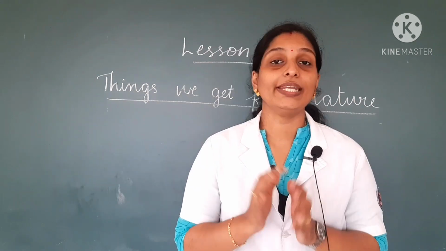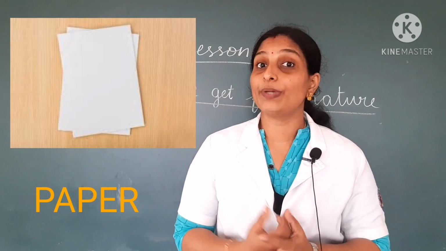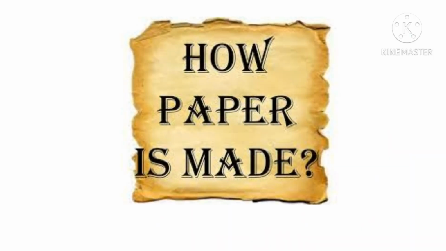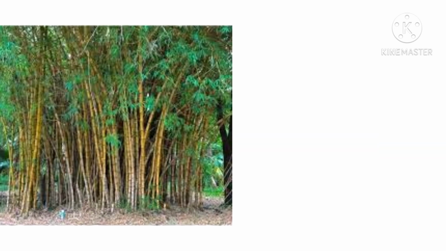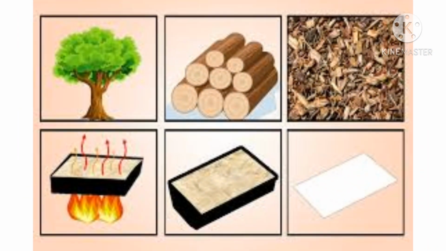Okay. Next is paper. Do you have any idea from where we get paper? Let's see. How is paper made? The wood from bamboo and pine trees is soft. It can be made into a watery paste and then rolled into sheets to make paper.